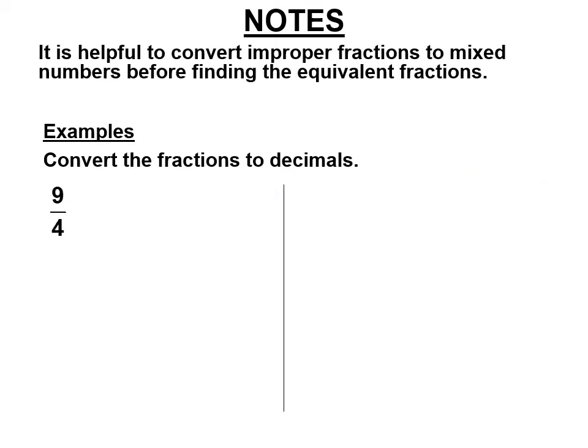Now, we're going to convert 9/4 to a decimal. I highly recommend you convert this to a mixed number first. 8/4 is 2, so this is 2 and 1/4. Once you do that, it's pretty much like all the others. We're going to get it over 10, 100, or 1,000.